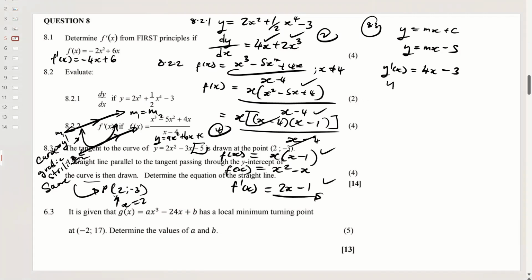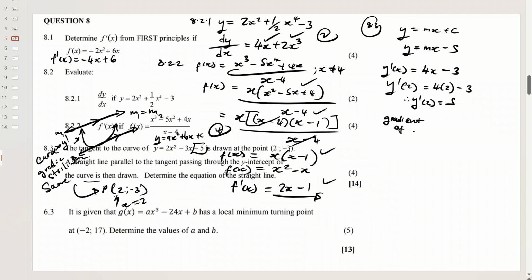Okay, so now the gradient at x is equal to 2. Let's see what is that. So this is 4 times 2, that's 8 minus 3. That's 5. So therefore the gradient at x is equal to 2 is just 5.